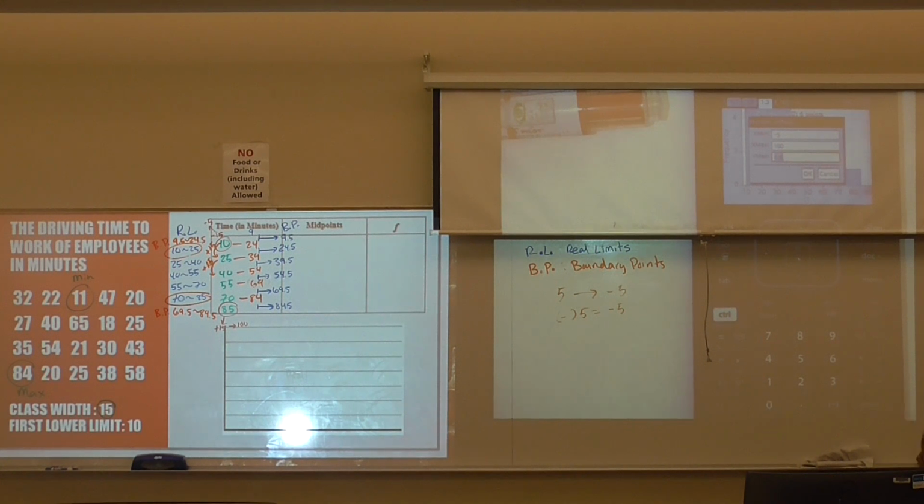But for here, I'm going to put 10. Okay? I already know it's going to be 7. So I'm going to enter it. And now we have a real good, decent graph here.